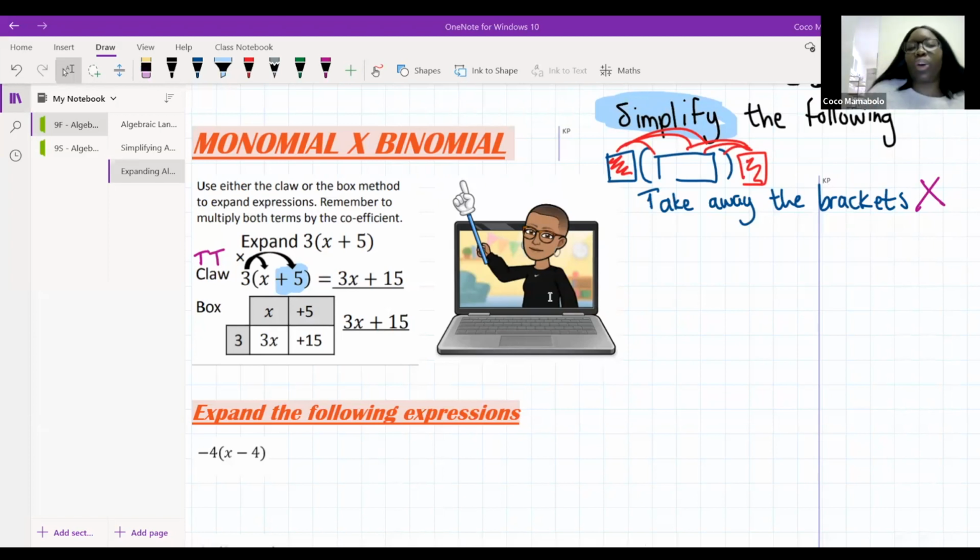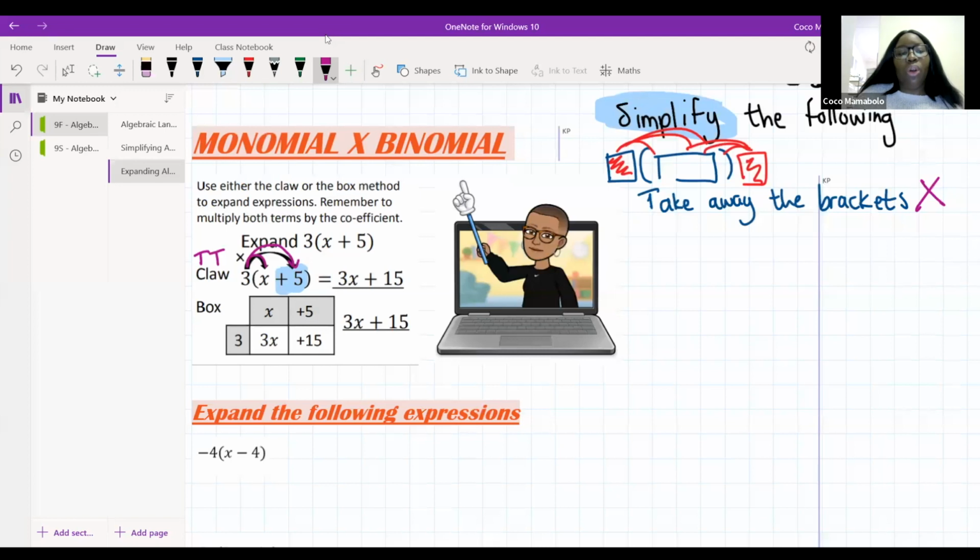So we're going to be multiplying into our brackets, guys. I'm going to get 3 times x and 3 times positive 5. And that's also a very important component because that sign in the middle isn't always going to be a positive.